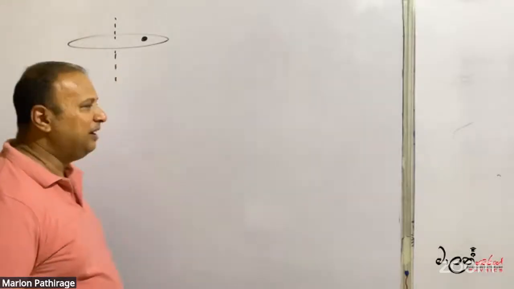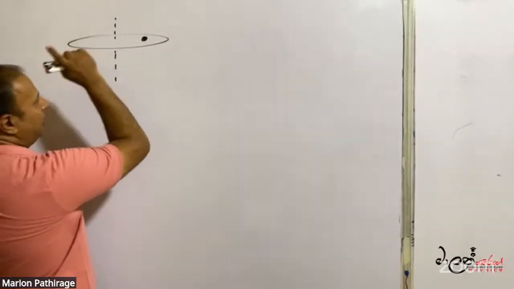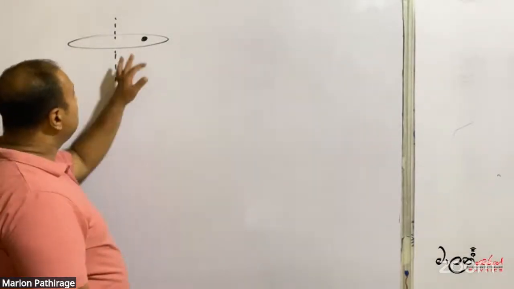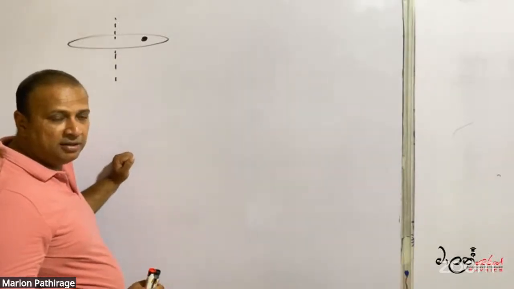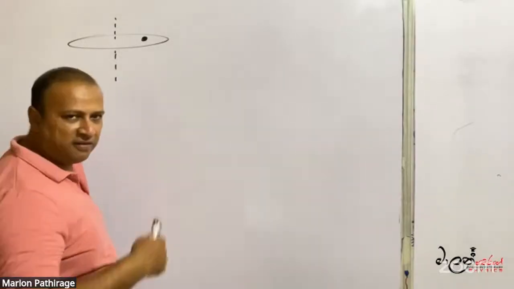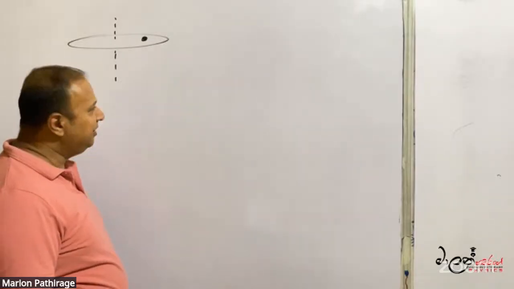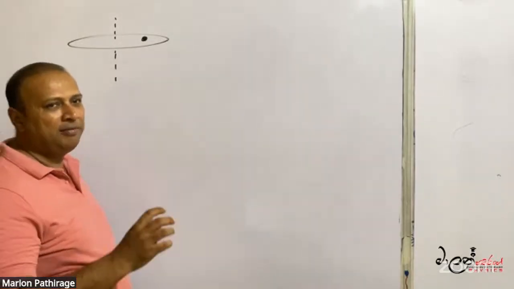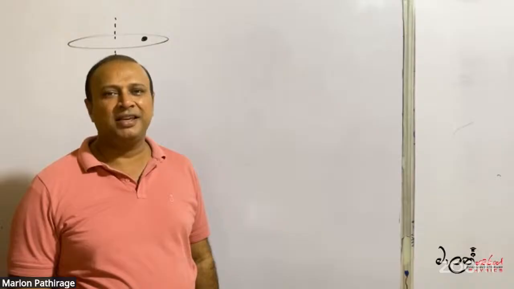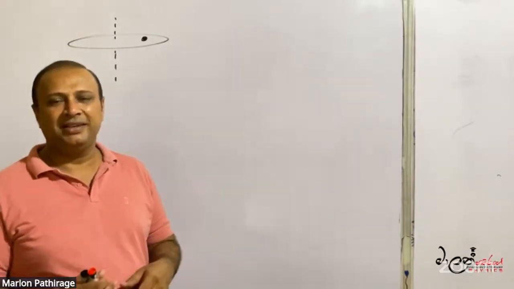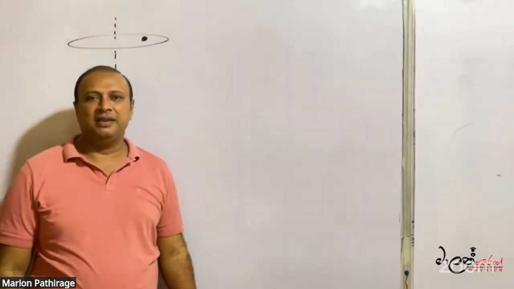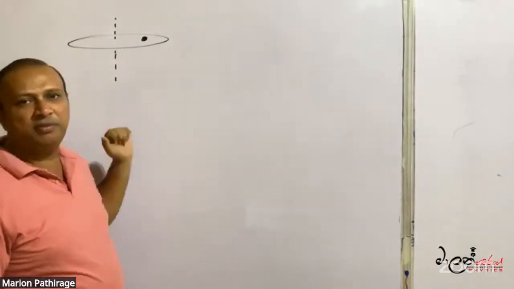Definitely, what will happen when this rotates? This object tries to move away from the center. If you do this experiment, you can observe it, you can experience it. Therefore, this object tries to move away from the center.